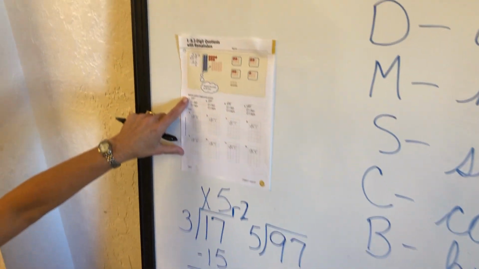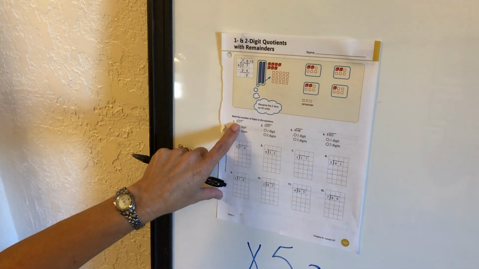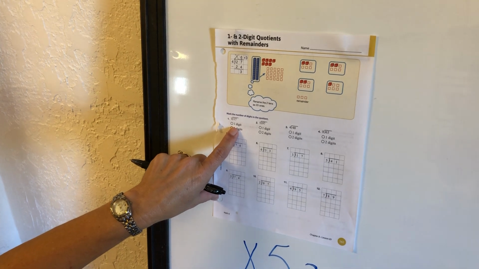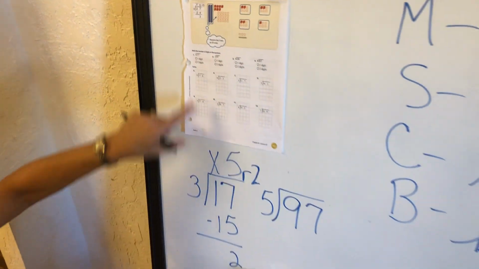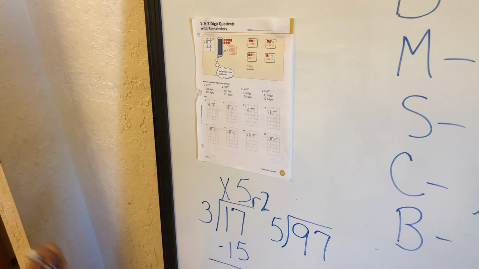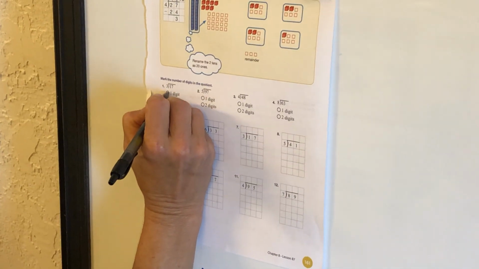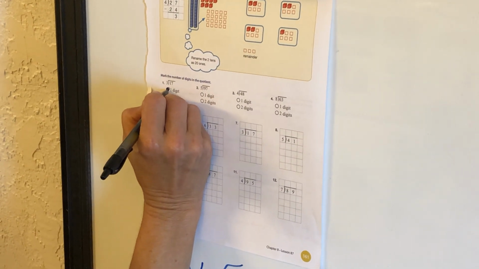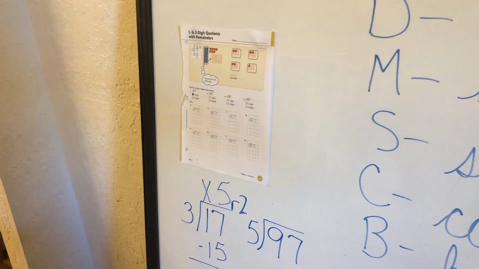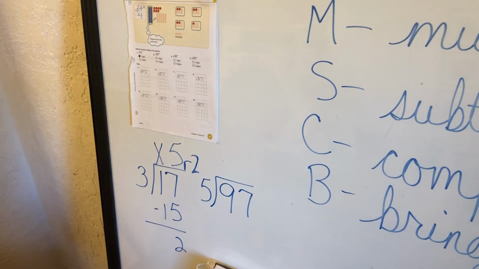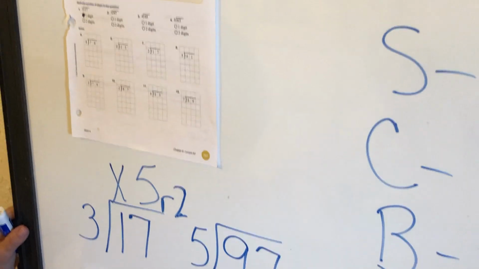Here's what it's asking you. How many digits are in the quotient? So your answer is 1, so you will mark 1. Fill in the circle for 1 digit. Okay, let's go to the second one, and I'll erase this one.